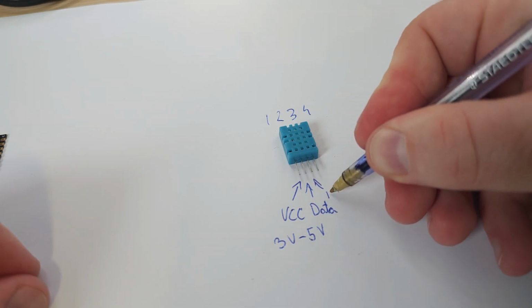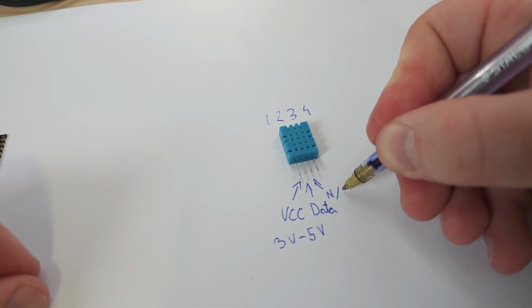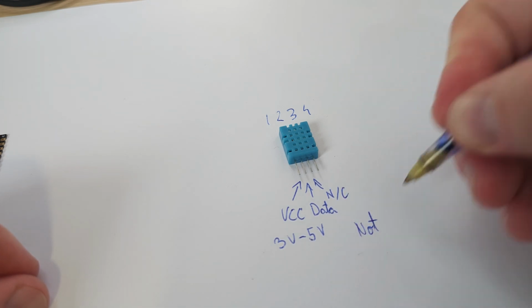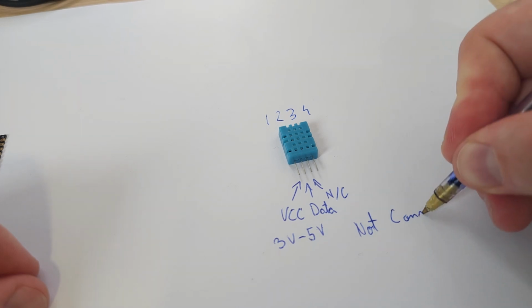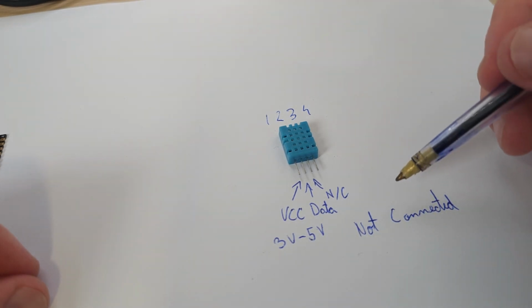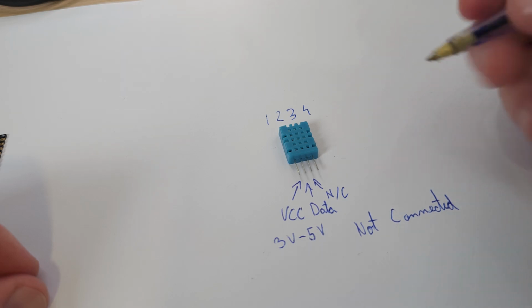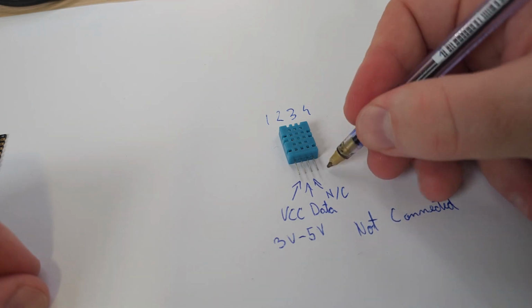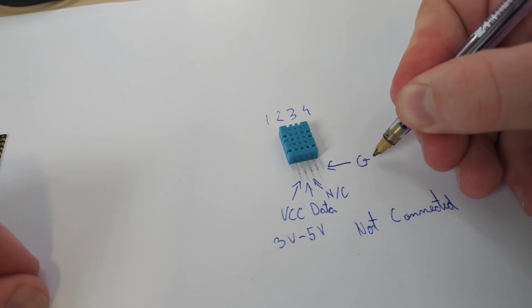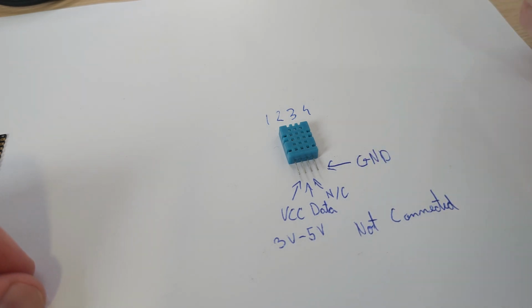The third pin is N/C, which means not connected. The manufacturer keeps that for future purposes. It is not used at the moment. We are not really caring about it. And the fourth pin is the GND, or the ground.